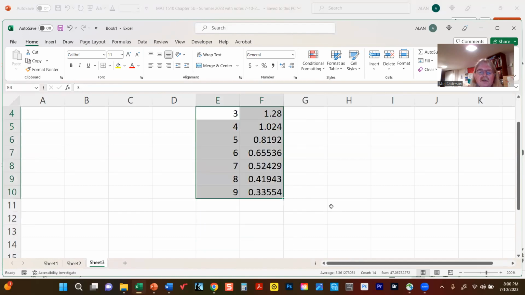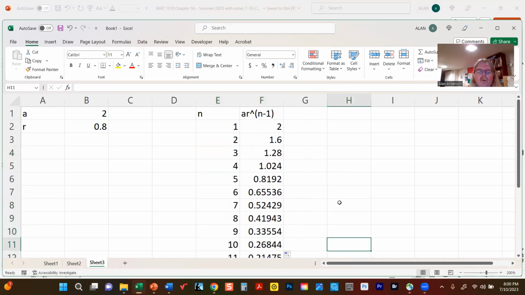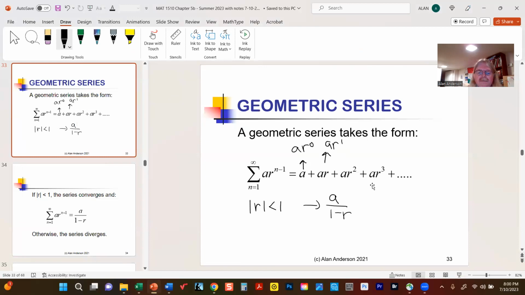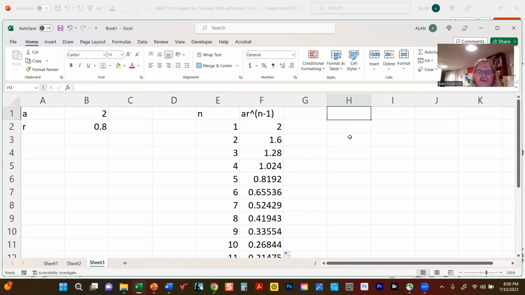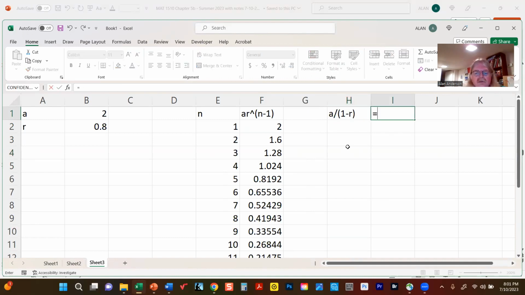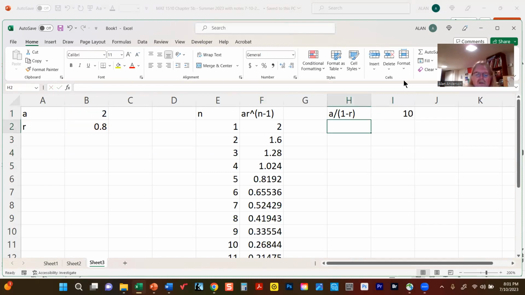You can see the numbers are getting quite small. Now, what we're suggesting here is that the sum is converging to a over 1 minus r, which equals 2 over 1 minus 0.8. So it says here the sum should be converging to 10.